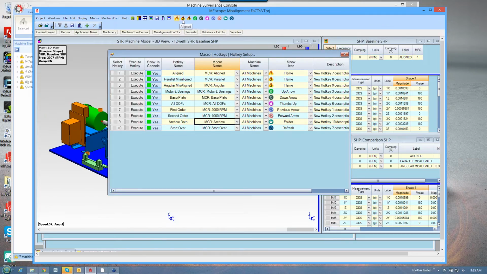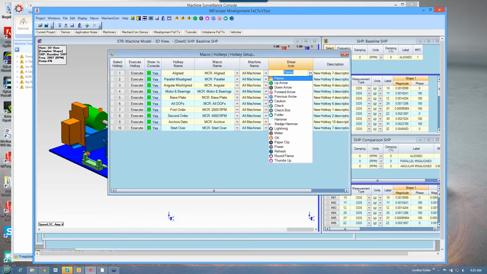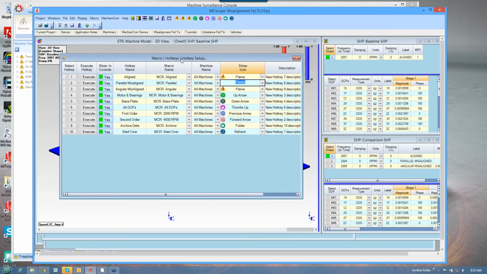They're the hotkeys. The first 3 are flaming hotkeys. And then I have motor and bearings and base plate and all DOFs. So I've just picked those out of a pick list here. If I open this up, you can see there's a number of keys in the list that I can pick. Let me click away here. Okay, well we got those. So those are the hotkeys.